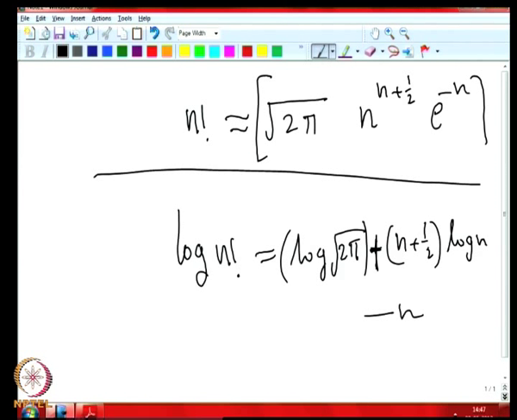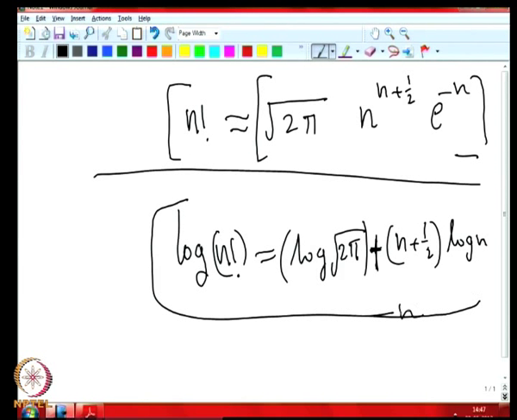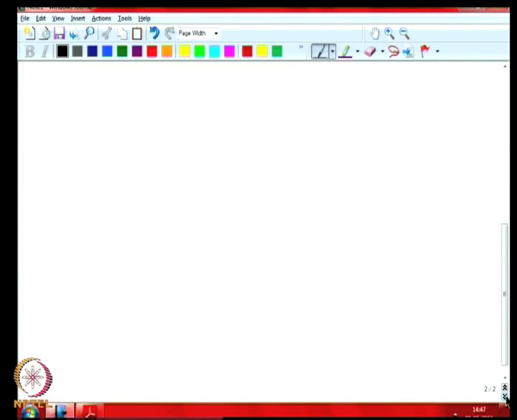In other words, rather than working directly with this expression, we will work with its log. So, I just took the logarithm of this thing. This is what I am going to show, and this is the way we are going to do it.